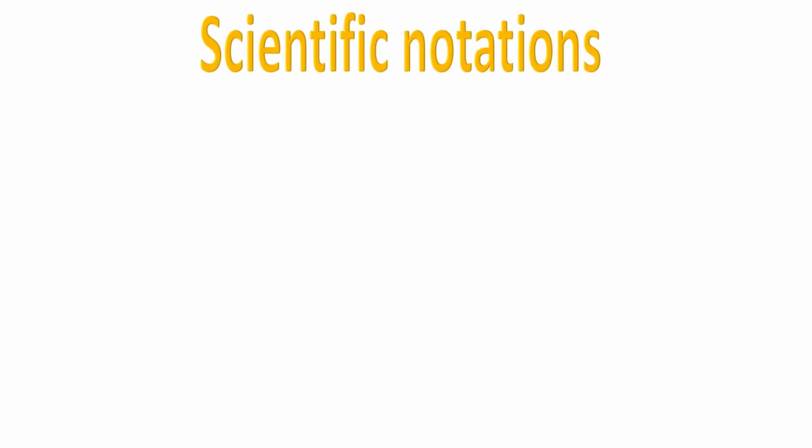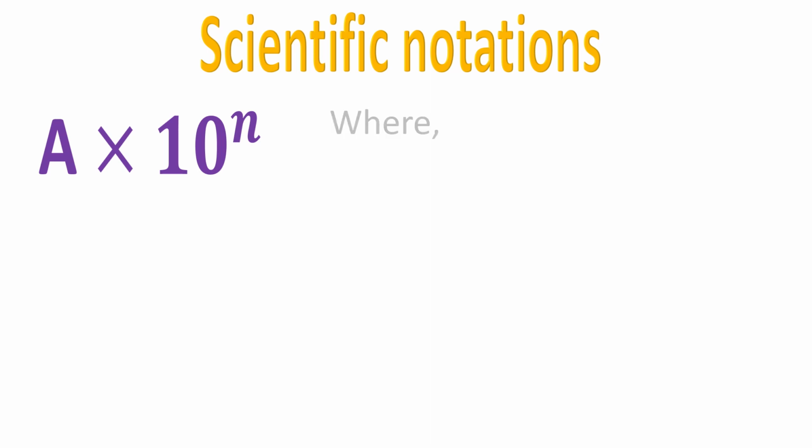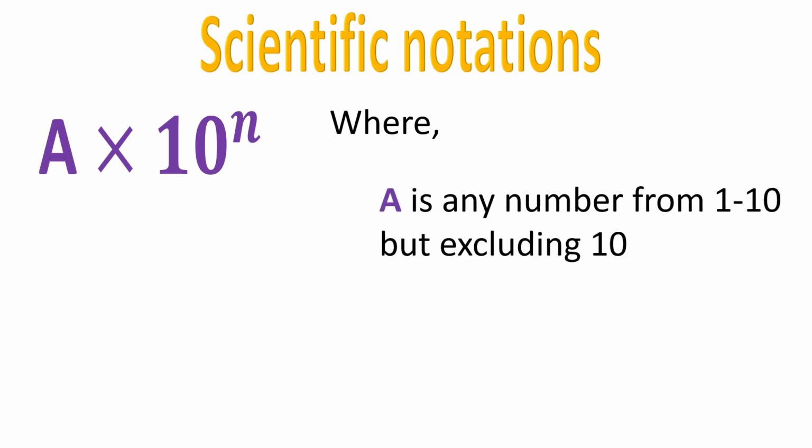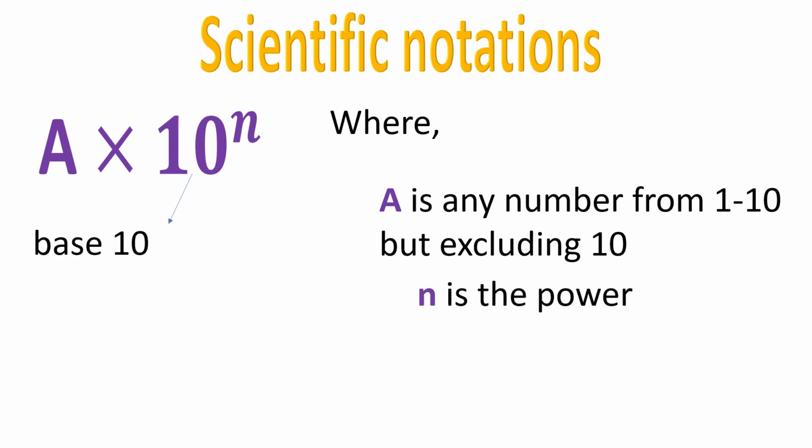Before we end this lesson, I'd like us to talk a little bit about scientific notation. Scientific notation takes the form a times 10 raised to the n power, where a is any number from 1 to 10 but excluding 10. n is the power to the base 10, and n must be an integer.